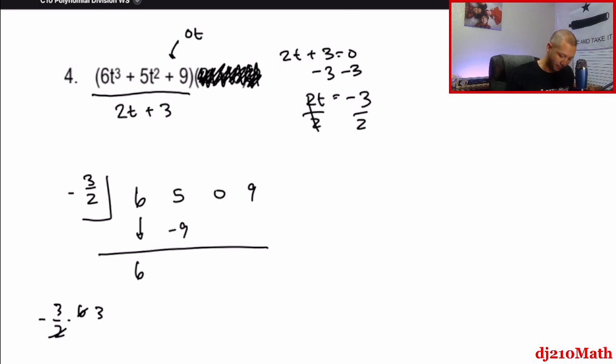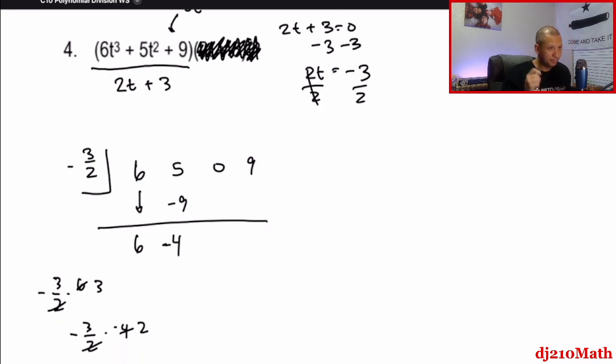Plus 5, negative 4. Times negative 3 halves. So again, negative 3 halves times negative 4 cancels, makes 2. The negatives cancel as well. That's going to be positive 6. When we add, we're going to get 6. So 6 times negative 3 halves is going to be negative 9. Plus 9, we're going to get 0. So that's nice. The remainder is 0.